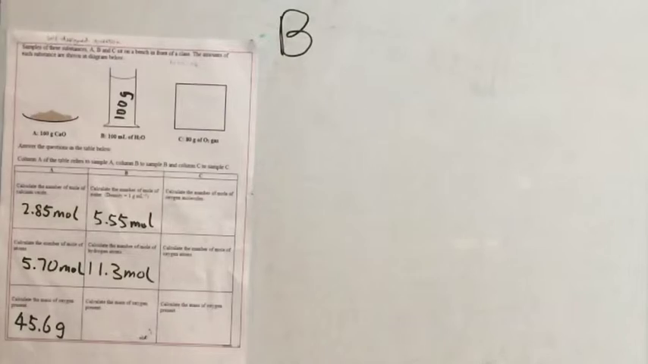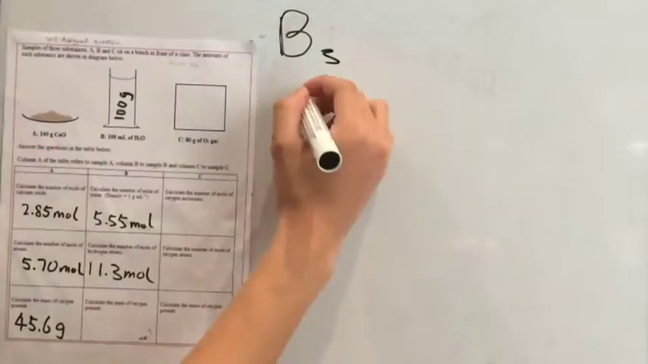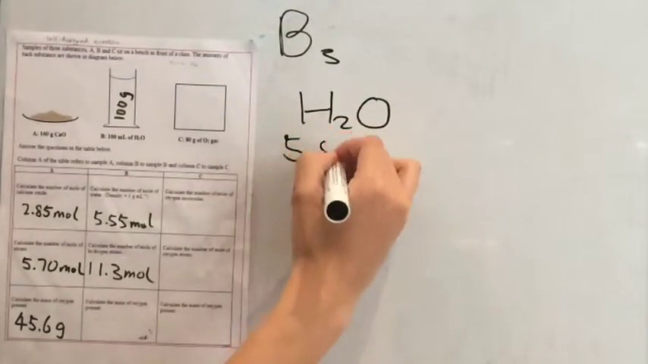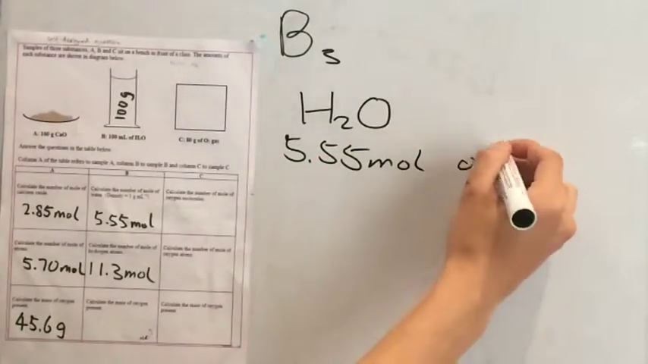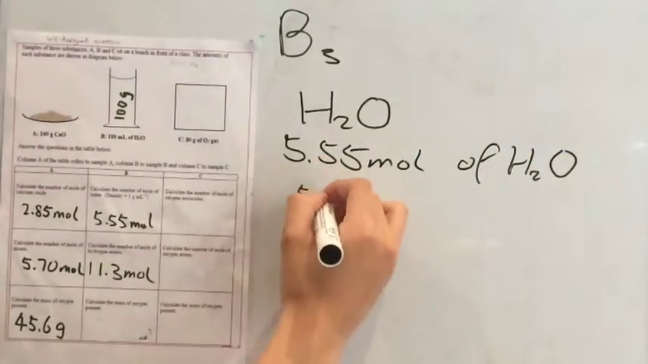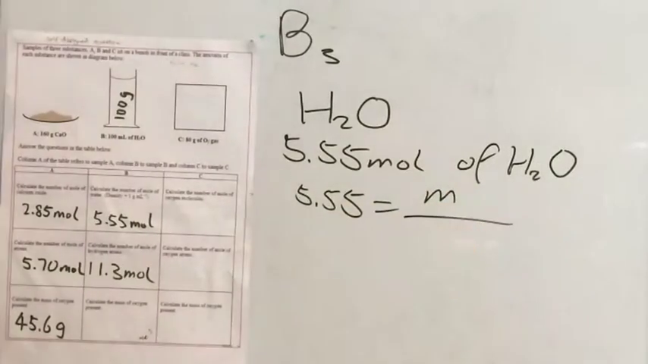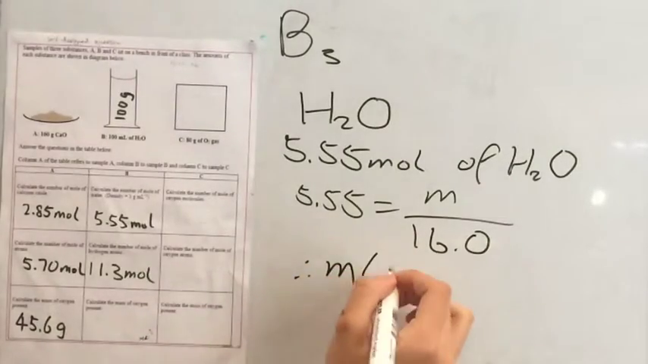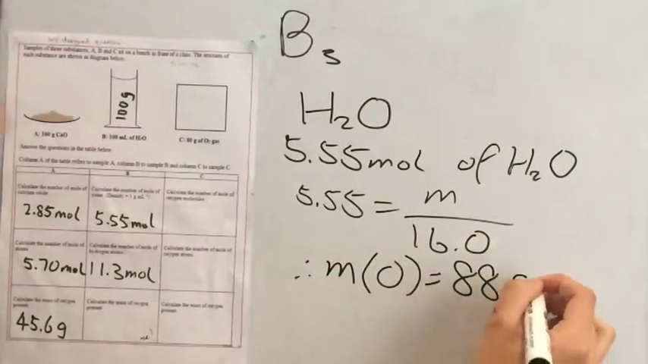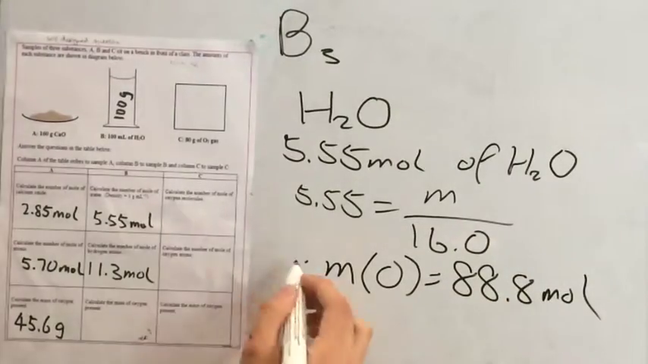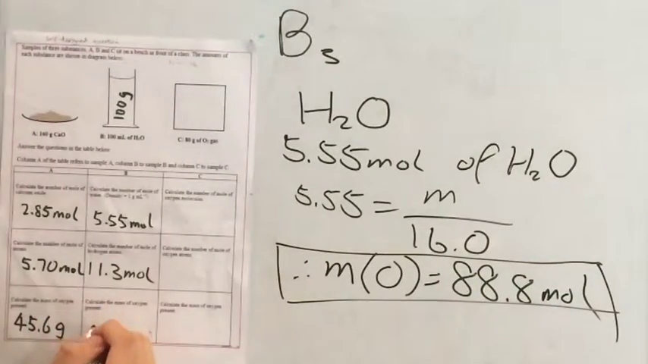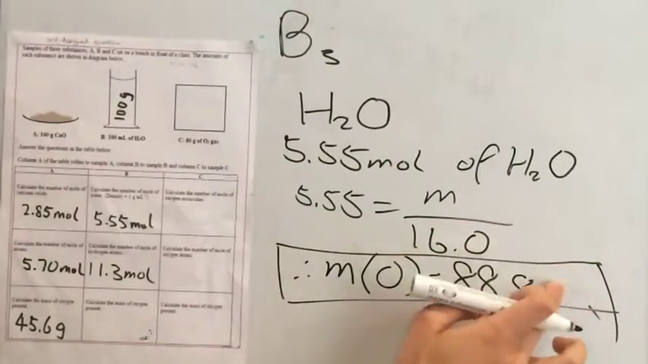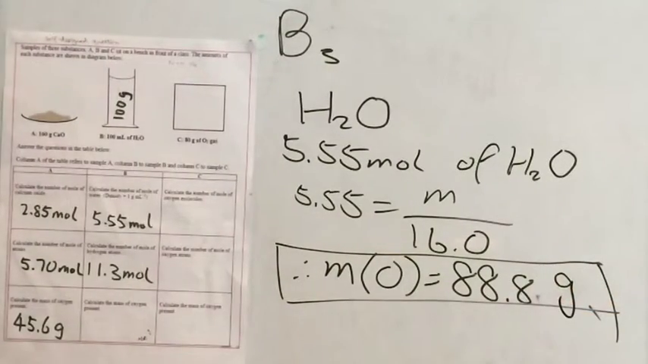For this last part, we are asked to calculate the mass of oxygen that's present. We know that for every H2O molecule, there is only one oxygen atom, which means we will also have 5.55 moles of oxygen in the 100 mL of H2O. So if we use the molar equation again, we substitute n is equal to 5.55, and the molar mass of oxygen is 16.0. So if you cross multiply that, you will get m is equal to 88.8 grams.